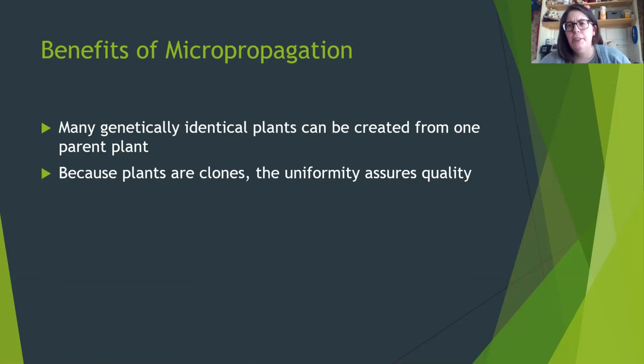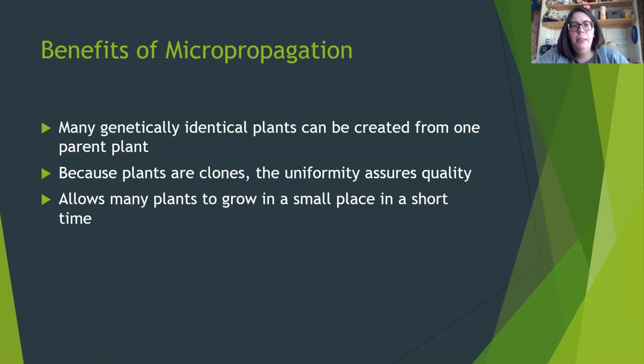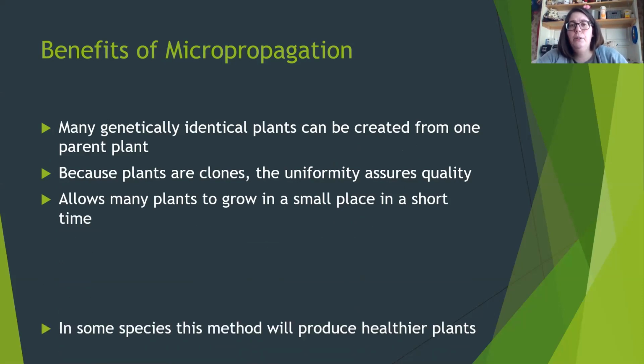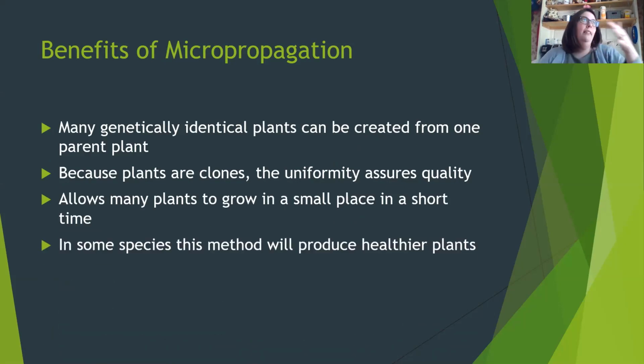Many genetically identical plants can be created from one parent plant. So that's propagation. We learned about that in Biotech 1. If you cut off a piece of a plant, you can dip that into a hormone, put it in some soil, and an identical plant grows. That's all we're talking about here. A little bit of tissue culture allows many plants to grow in a small place in a short amount of time. So we can cut 5 to 6 weeks off of a plant growing process. So we can speed up the plant science process. In some species, this method will produce a healthier plant.